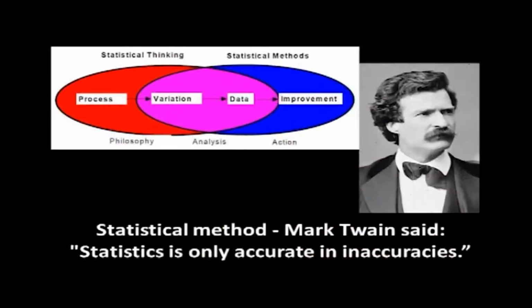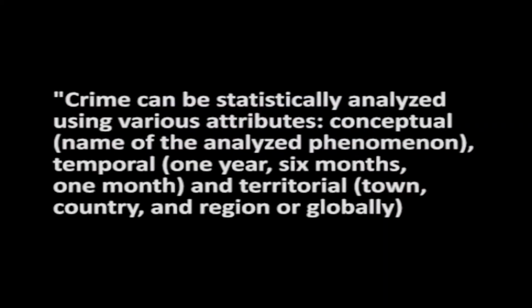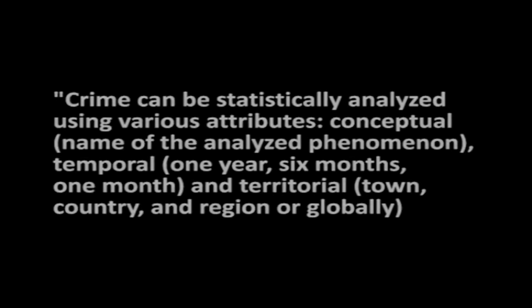Statistical method. Mark Twain once said, "Statistics is only accurate in inaccuracies." Crime can be statistically analyzed using various attributes: conceptual, the name of the analyzed phenomenon; temporal, 1 year, 6 months, 1 month; and territorial, town, country, region, or globally.